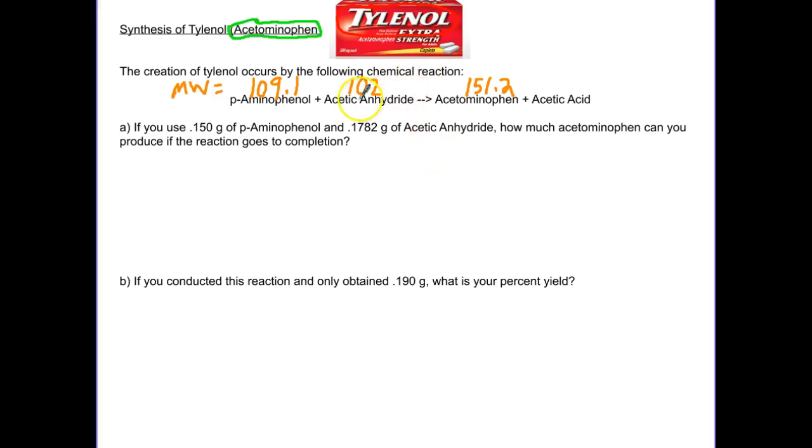And the creation of Tylenol occurs by the following reaction. You take a compound called p-aminophenol, you react it with acetic anhydride, and you produce acetaminophen. Remember, this is essentially our Tylenol. And you make acetic acid. What I've written here in orange, these MW stands for the molecular weight. That's the same thing as the molar mass that you get from the periodic table. But instead of making you calculate those, I just gave them to you up front. So the molar mass is 109.1 for p-aminophenol, 102 for acetic anhydride, and 151 for acetaminophen.